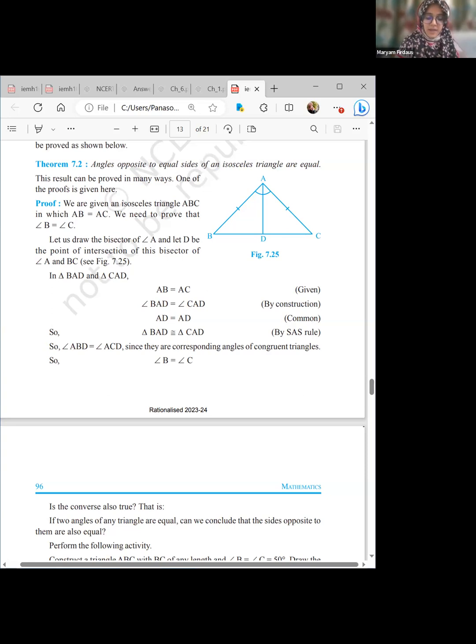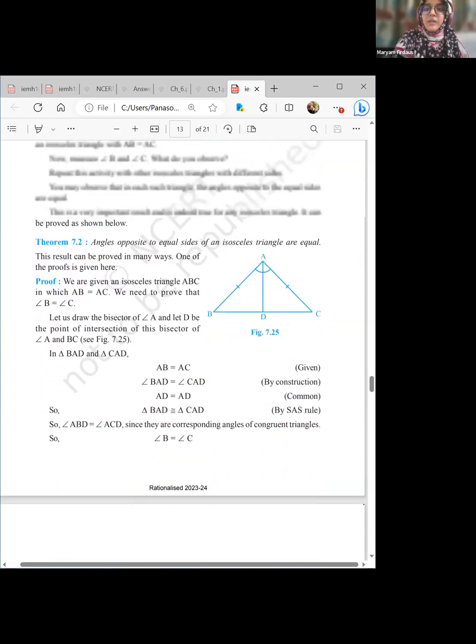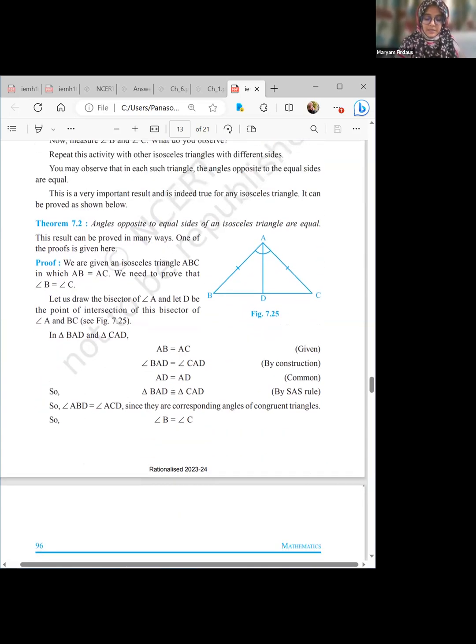Fine. So these three sides are equal. These two are equal and this is equal to this. So what do we have? By which rule are they congruent? SSS. Very good. By SSS rule. Now, obviously, if they are congruent, then by CPCT, I'm not going to write the whole form again, angle B is equal to angle C.